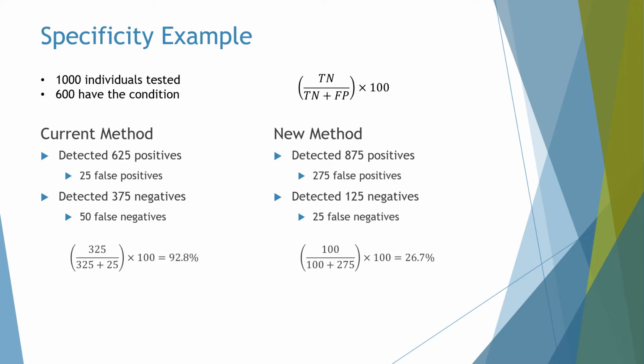The new method, however, detected 875 positives. 275 of those were false positives. It detected 125 negatives, and 25 of those were false negatives. And now if we calculate the specificity, we get 26.7% for the new method. This is a very low specificity, and this indicates this method is not very good at detecting true negatives. So based on this data, we would certainly want to stick with our current test method that has a higher specificity. And if you were to calculate sensitivity, it would be very similar to this.